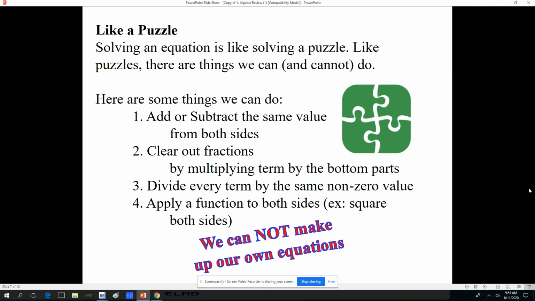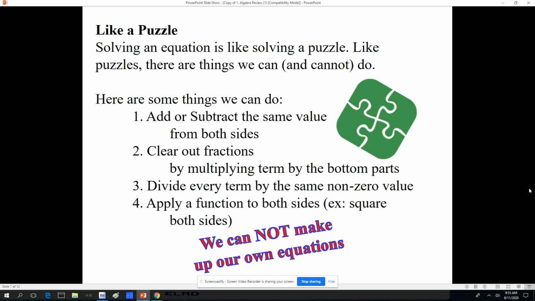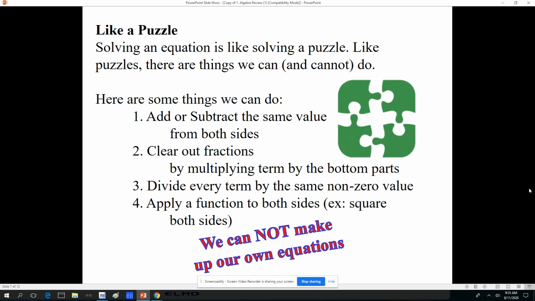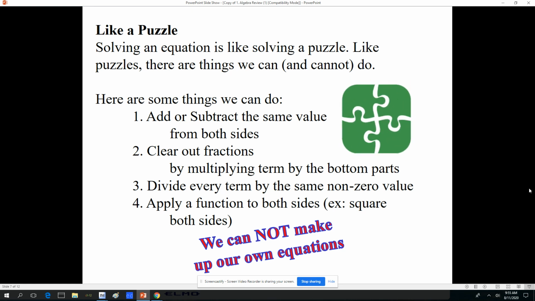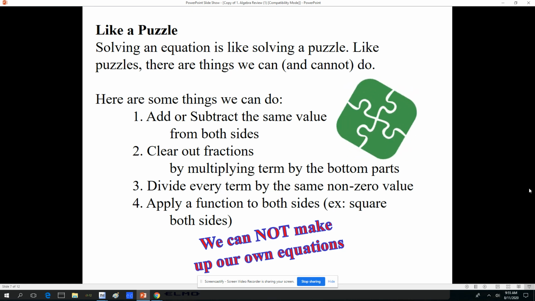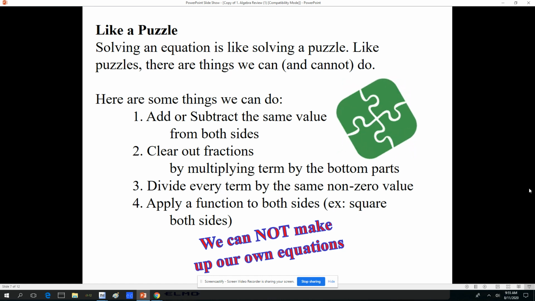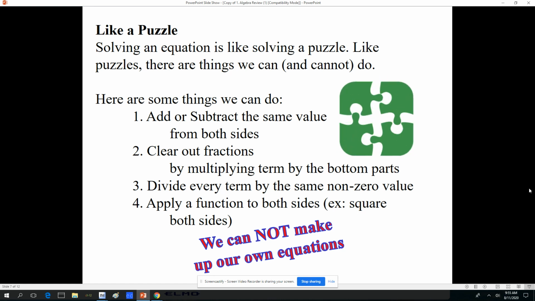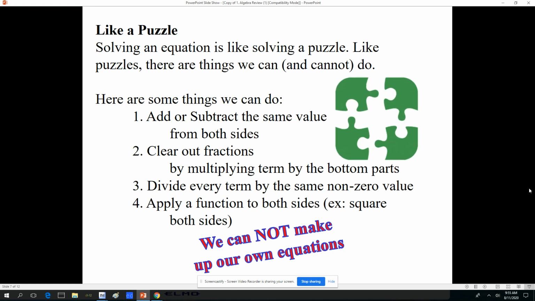It's like a puzzle. That's what we're doing here when we take equations and solve for variables. When we solve a puzzle, there are some things we can do and some things we can't do. Pieces don't just fit together any old way. They have to fit together a certain way. So keep these rules in mind. If you are one of those people who just think, I don't like math, it's so hard, write down these rules, and they are going to help you.